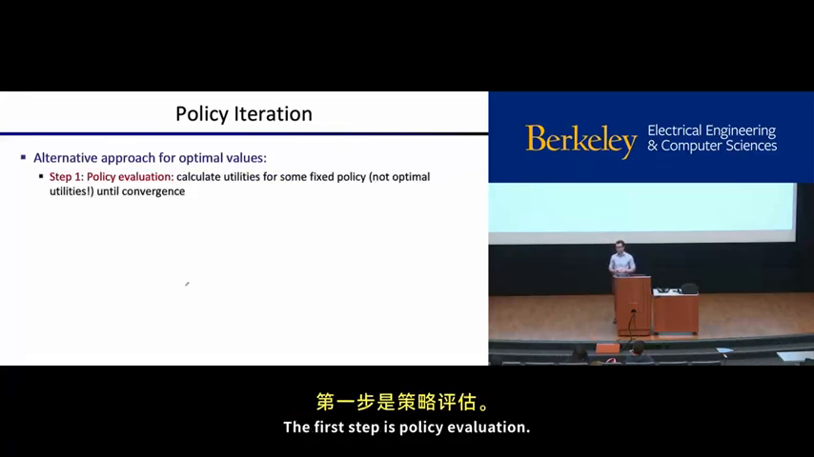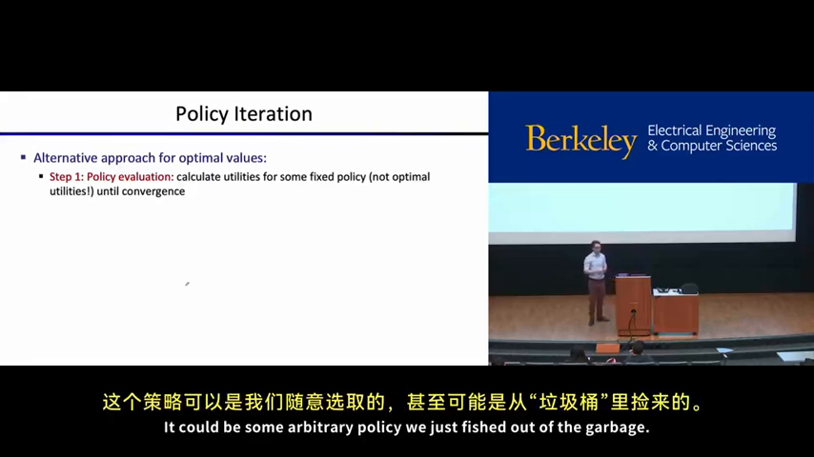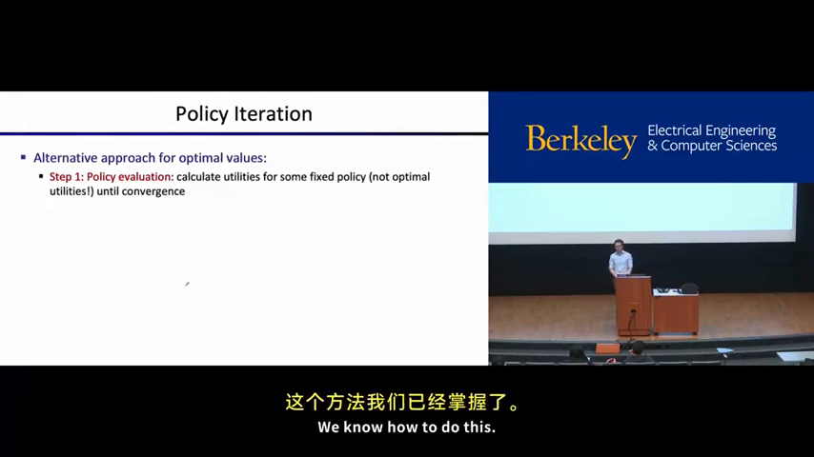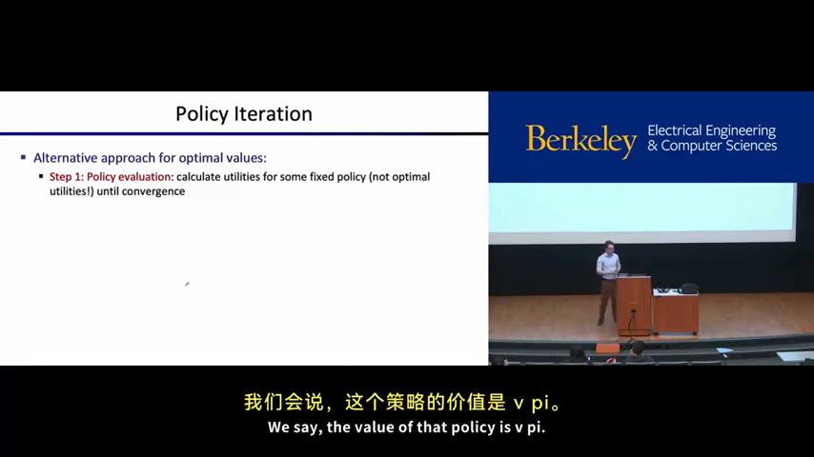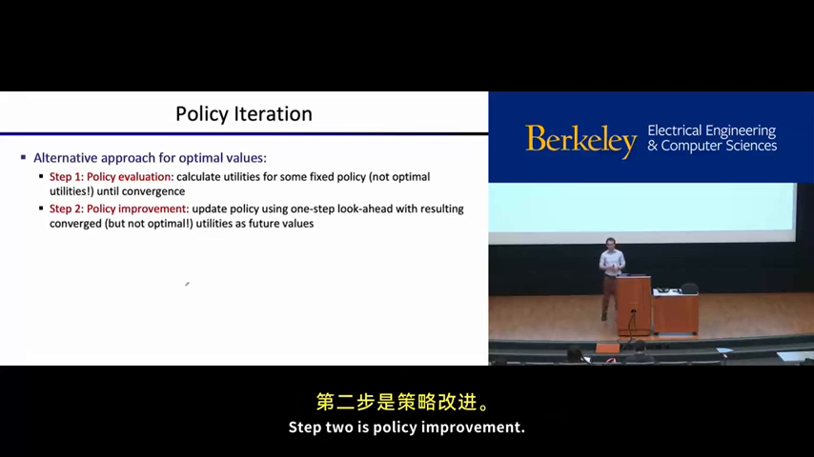And it has 2 steps. The first step is policy evaluation. So we start with some arbitrary policy. Could be some arbitrary policy we just fished out of the garbage. We calculate the utilities for that fixed policy. We know how to do this. Policy evaluation: someone hands us a policy, and we say, okay, the value of that policy is v pi. That's step 1. Step 2 is policy improvement.